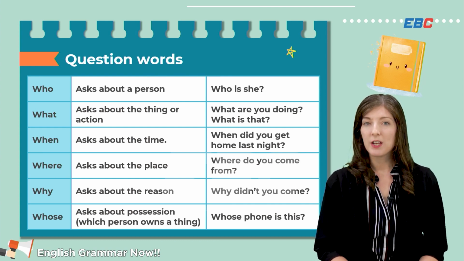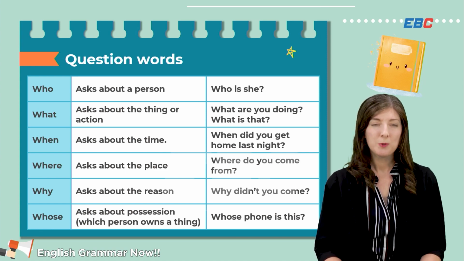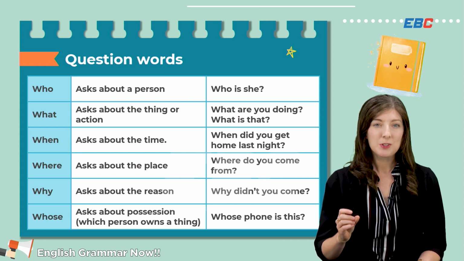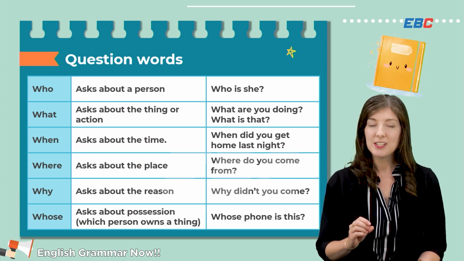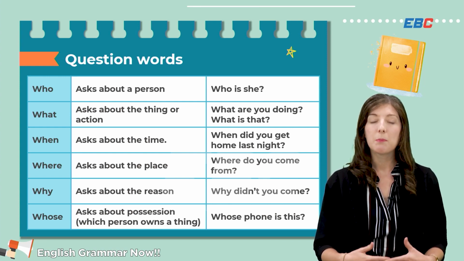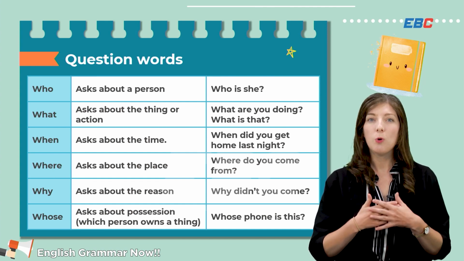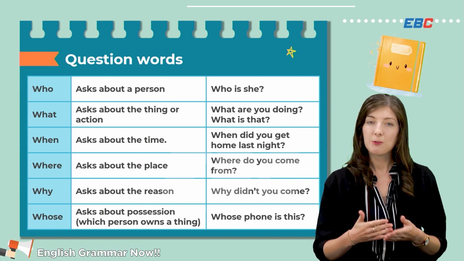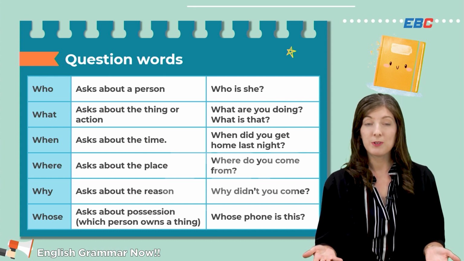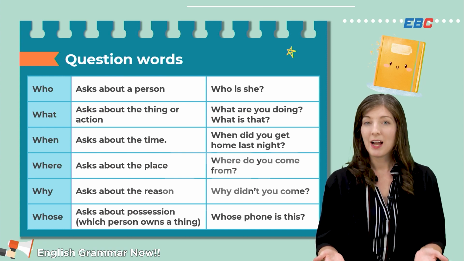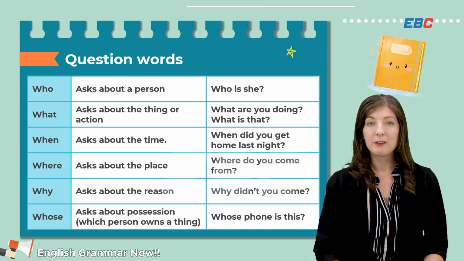And the last one, whose. Whose sounds a little like who, but the extra letters on the end change it so that we can ask about possession. This means which person owns something. For example, whose phone is this? The answer will still be a person, but we're asking about the owner of something.